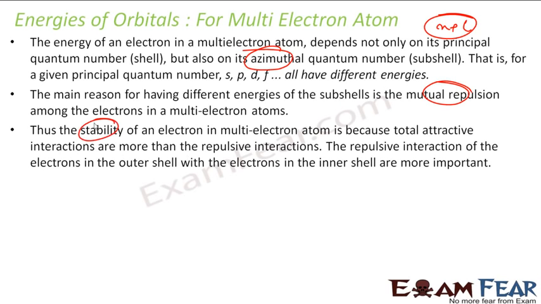The stability of the electron in the multi-electron atom is because the total attractive interaction is more than the repulsive interaction. There are so many electrons, and there is repulsion between the electrons also, and there is a positive nucleus, so there is attraction also. All these forces combine, and the attraction is more than the repulsion, and then we get the final stability of an electron.